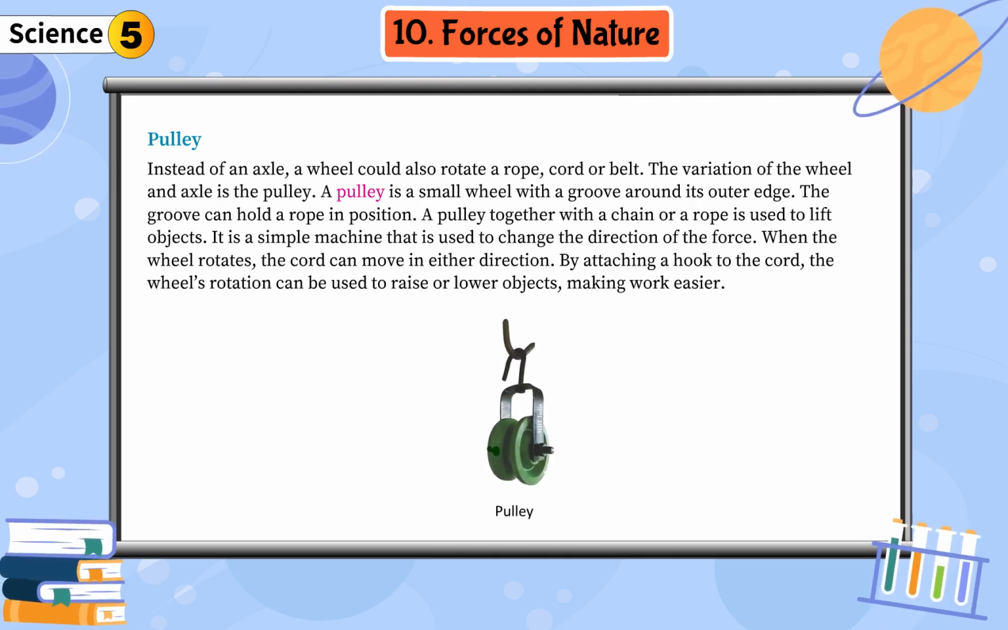A pulley together with a chain or a rope is used to lift objects. It is a simple machine that is used to change the direction of the force. When the wheel rotates, the cord can move in either direction. By attaching a hook to the cord, the wheel's rotation can be used to raise or lower objects, making work easier. Wheel and axle. Steering wheel.